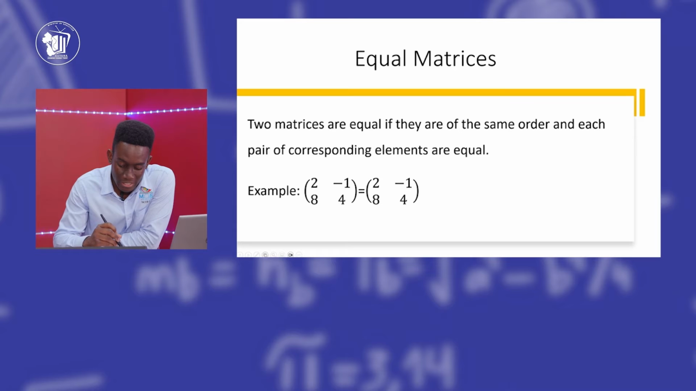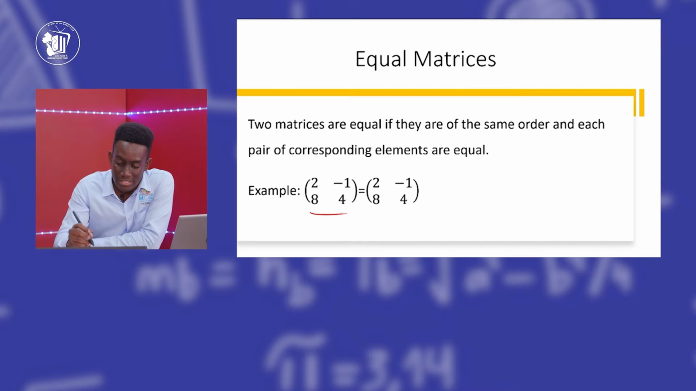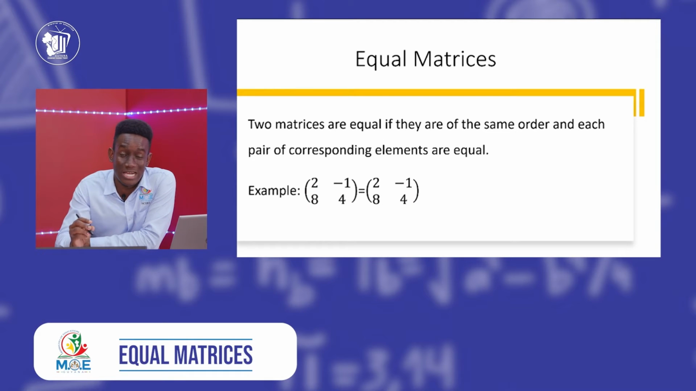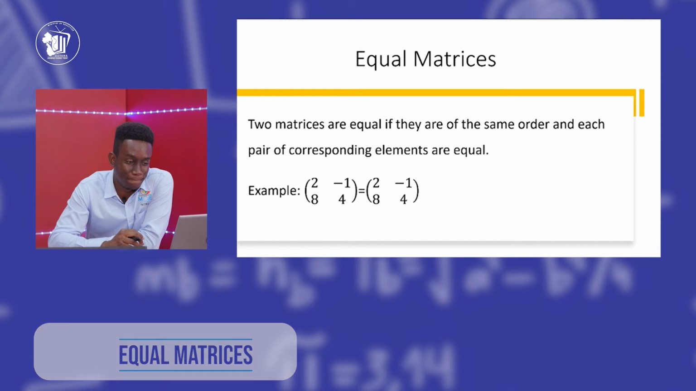For example, the matrix 2, negative 1, 8, 4 is equal to 2, negative 1, 8, 4. This is basically saying that this side is equal to this side, and as we can clearly see, this matrix is equal to this matrix because the corresponding elements are equal. For example, this 2 is equal to that 2. This negative 1 is equal to this negative 1. This 8 is equal to this 8. And this 4 is equal to that 4. Hence, the matrices are equal to each other. That is also indicated by the equal sign.